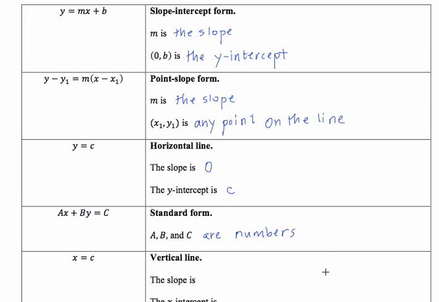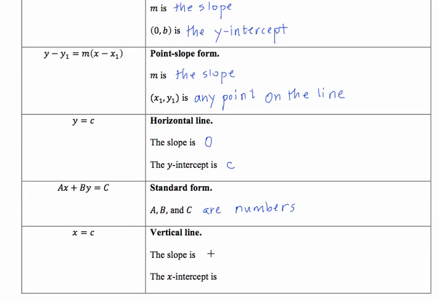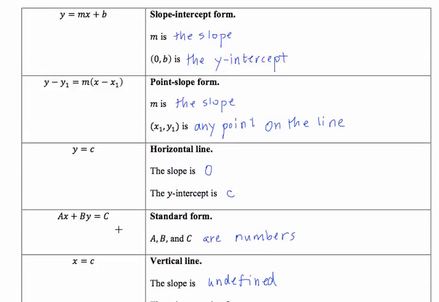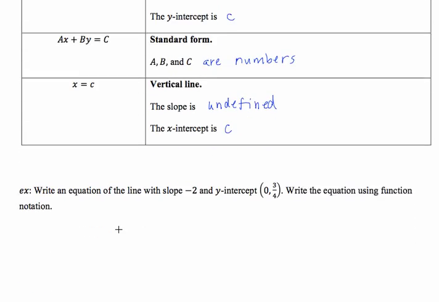And then the one other form of a line is a vertical line, as opposed to a horizontal line. Vertical lines have an interesting equation, and that is x equals some constant c. Vertical lines actually have no slope. The slope is undefined. You'll see why, what happens when we try to find the slope, later. And the x-intercept is c. They typically don't have a y-intercept unless they are equivalent to the y-axis. Okay, so we're going to work with several examples of each of these here.